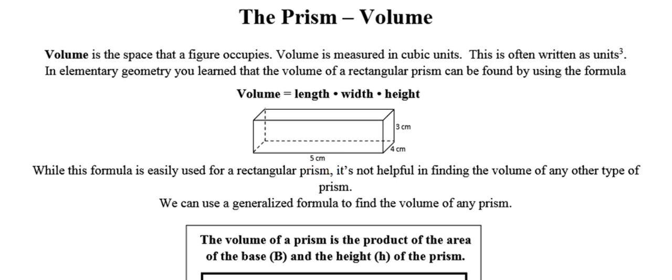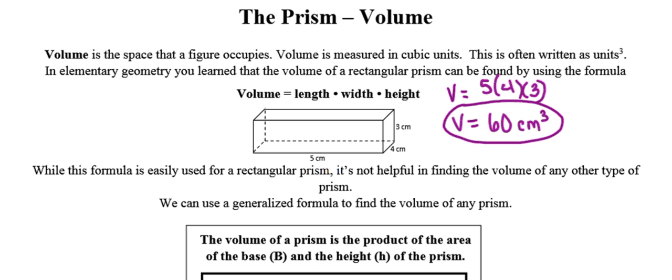Back in elementary geometry, you learned that in order to find a volume of a rectangular prism, you're going to use the formula volume equals length times width times height. So for that rectangular prism given, you would multiply the length, 5, times the width, 4, times the height, 3, and end up with either 60 cubic centimeters or 60 centimeters cubed. And this formula for volume is very easy to use for a rectangular prism, but it's not at all helpful if we want to find the volume of any other type of prism.